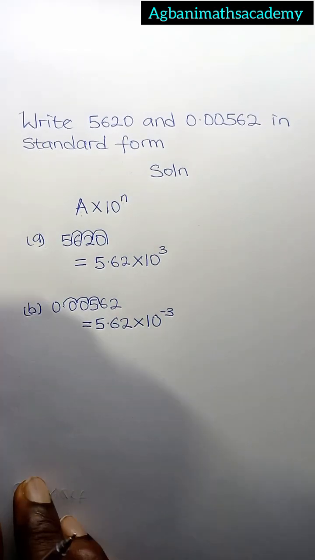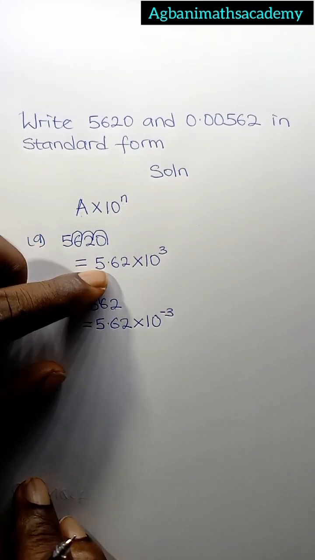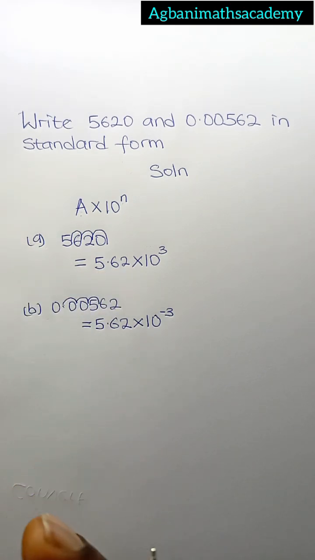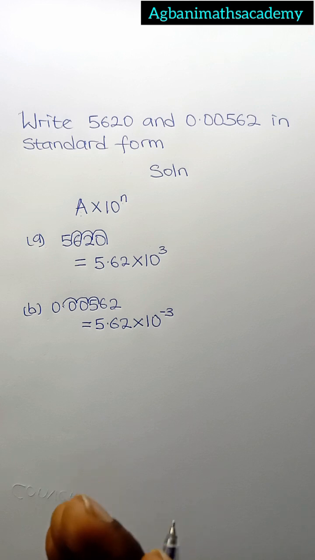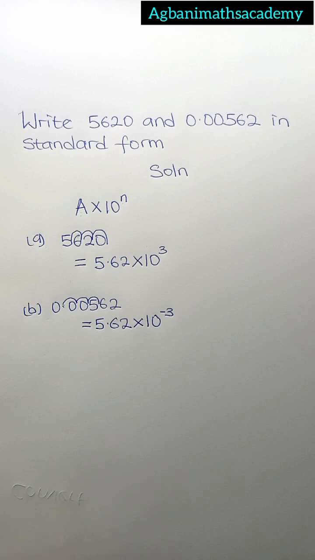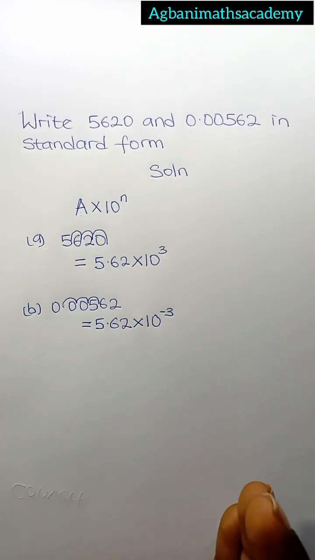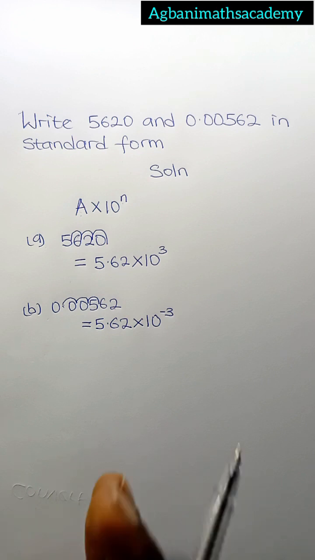So if you look at the two situations, here we have 5.62 times 10 raised to the power 3. In the second situation, we have 5.62 times 10 raised to the power minus 3. In summary, whenever you move the decimal point to the left, you are going to have a positive n. Whenever you move your decimal point to the right, you are going to have a negative n.